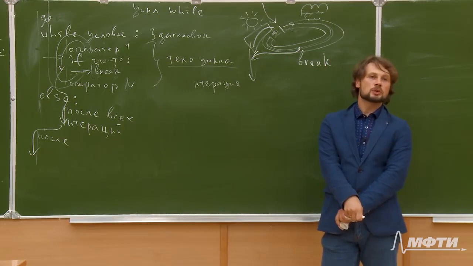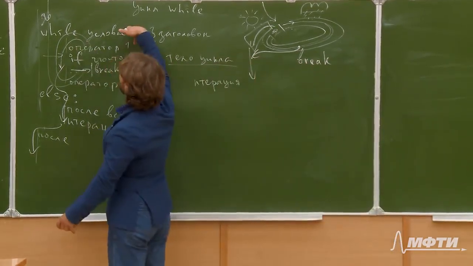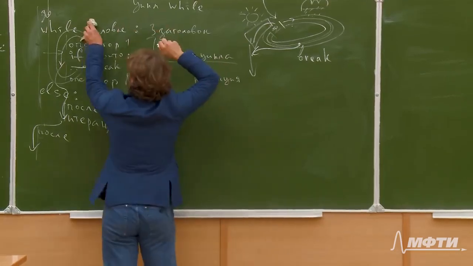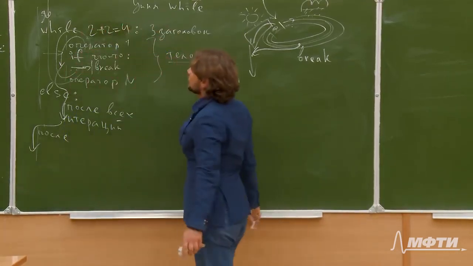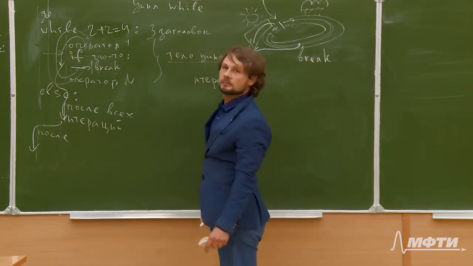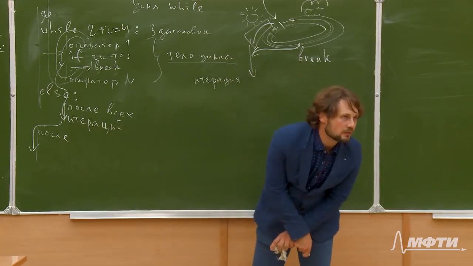We can even make a really interesting loop in which while true is always... well, I don't know. Conditionally, while 2 plus 2 equals 4. The truth is there is such a moment: I can't assign 2 plus 2 equals 4, right?